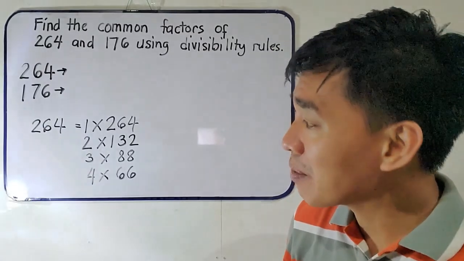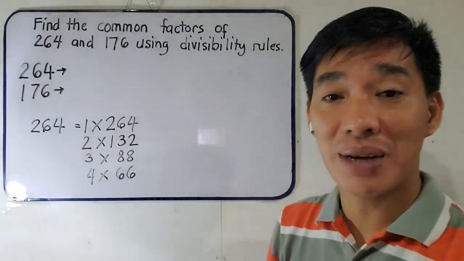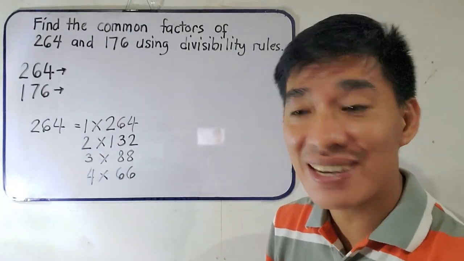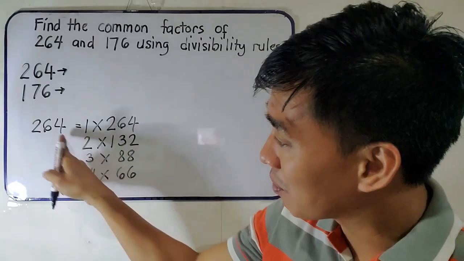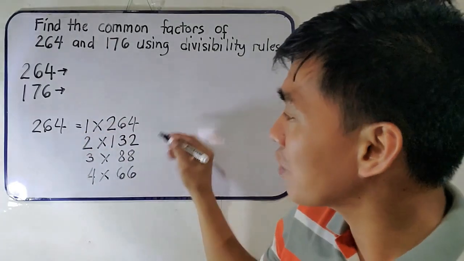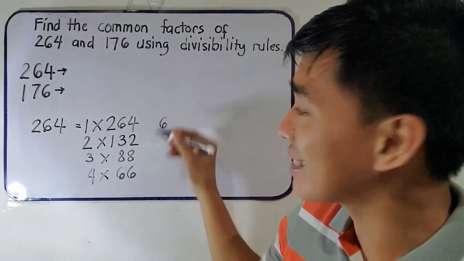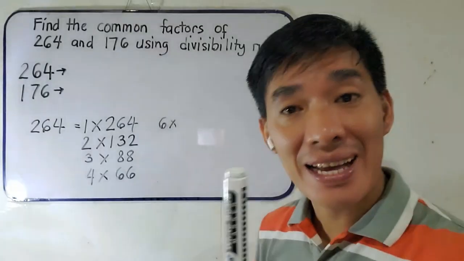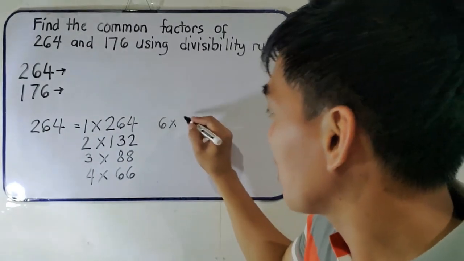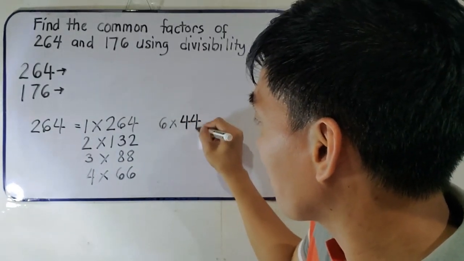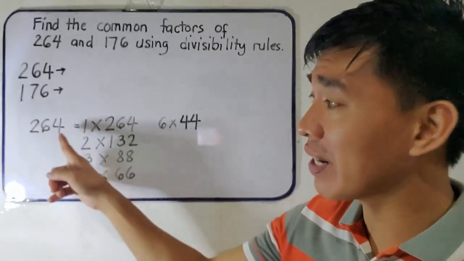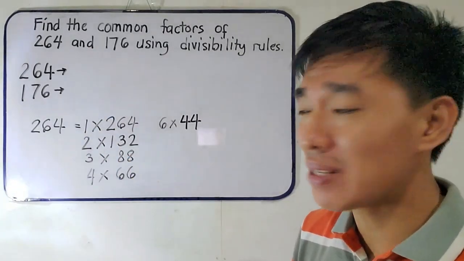This time, I believe that this number is divisible by 6, the fact that 2 times 3 is equal to 6. So it's divisible by 2, divisible by 3, therefore that's also divisible by 6. And what's to be paired with 6? That's 44. So 6 times 44 is also equal to 264. You try also to divide this by 7, but that's not divisible by 7.